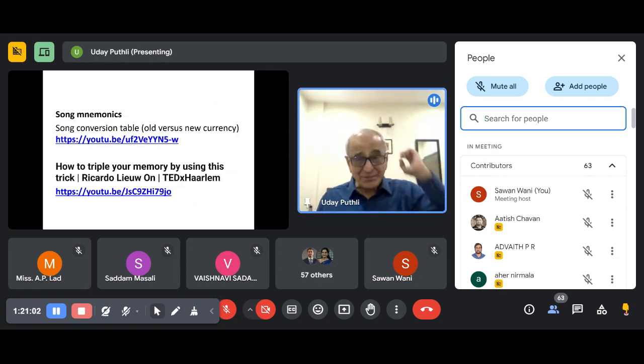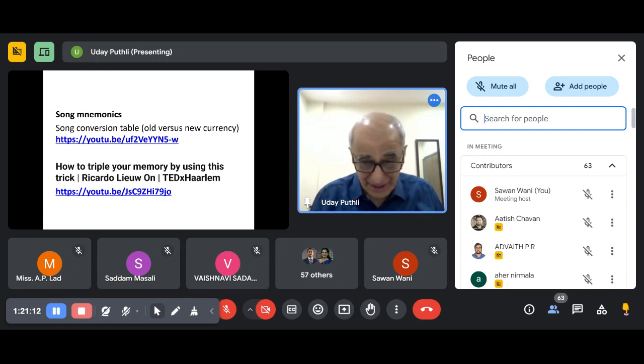Now, there are some song mnemonics. The first one that I will tell you is a song for the conversion table. This is a film song from a 1957 movie called Miss India. It's sung by Mohammad Rafi, picturized on I.S. Johar, the actor. Now, here it is.